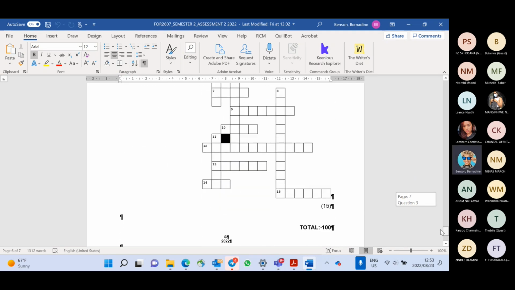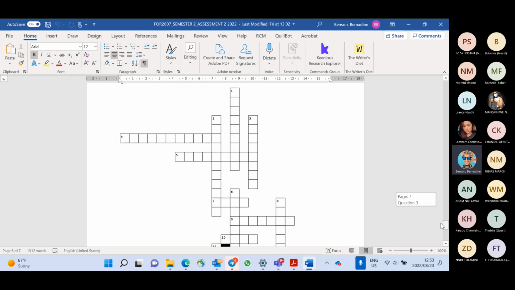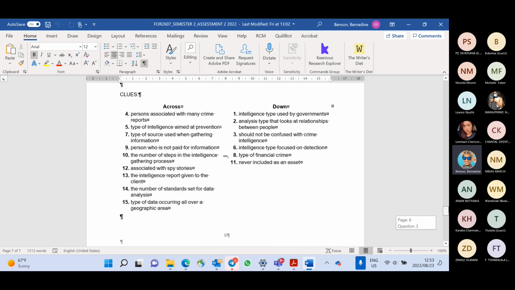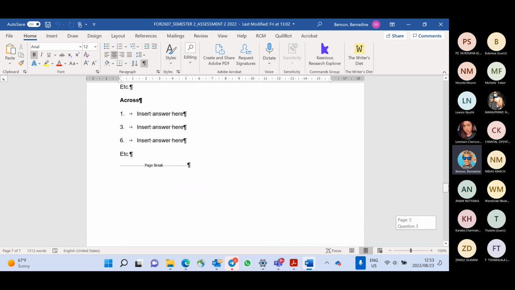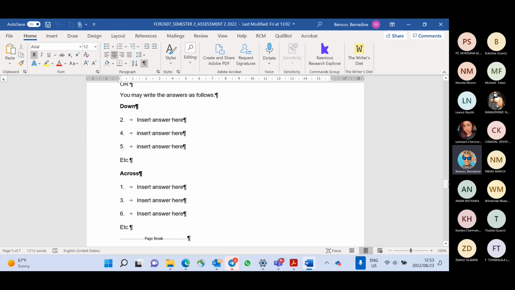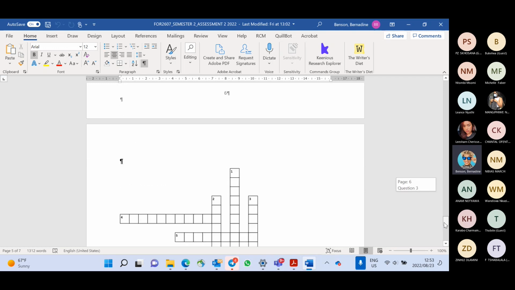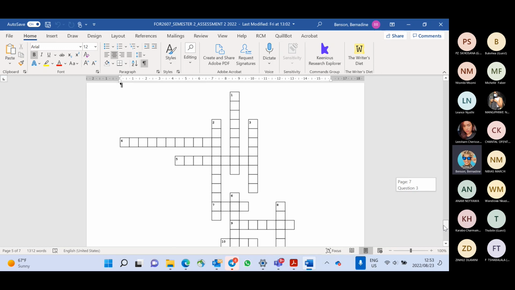So here's going to be your crossword puzzle. It's just out of 15. And then you're going to look in your study guide for the clues, and you are going to populate this. If you want to do the answers this way, across, down, insert your answers there, that's also fine. But what's important is that you first come here and try and write it in here. And once you see, okay, it fits, then you go and write it.